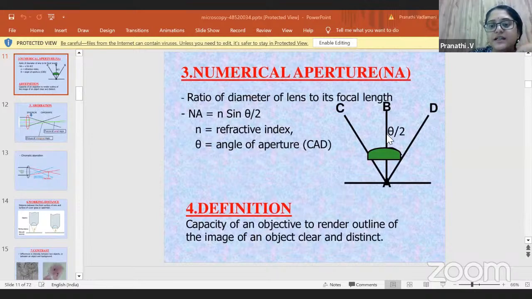Numerical aperture is defined by theta. Theta is the angle at the objective lens. You see the specimen slide, and this is the objective lens that is going to be here. So this whole angle you see is theta. Since the angle between B and D is only half of it, you call it theta by 2. And n is the refractive index that is present.